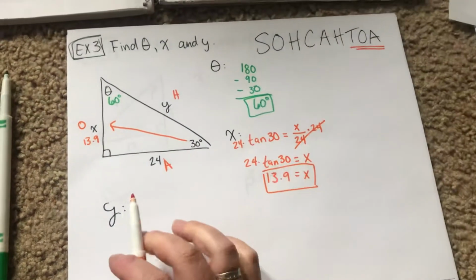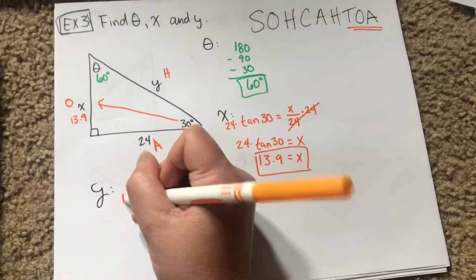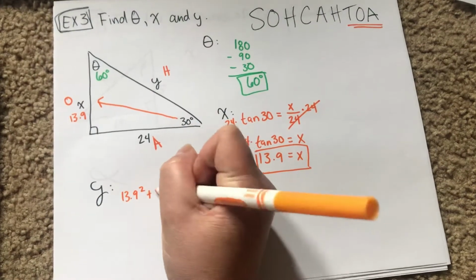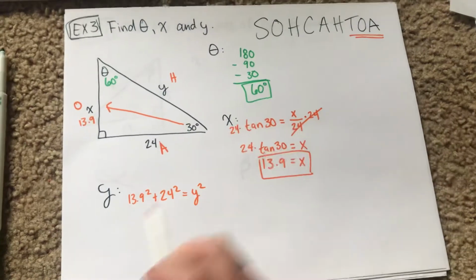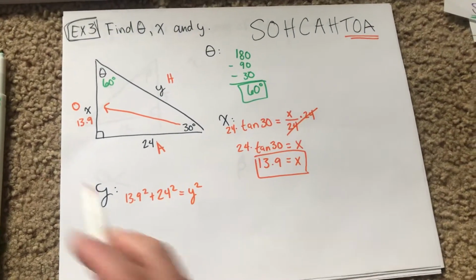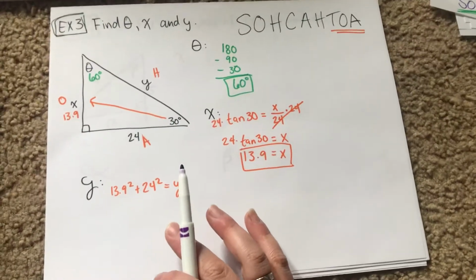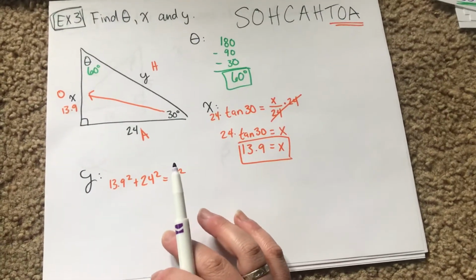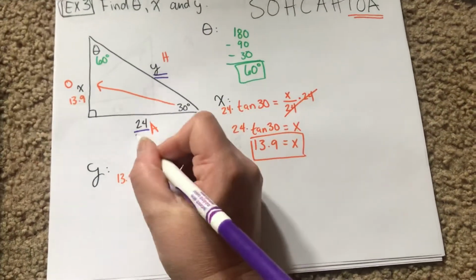Now if I wanted to, I could set up the Pythagorean Theorem like we talked about last time, and do 13.9 squared plus 24 squared equals our hypotenuse squared, and solve that for y. But I'm going to show you the trig version of how to solve this, because that's what we're talking about this chapter. So we're looking for y, which is our hypotenuse, and we still know 24.